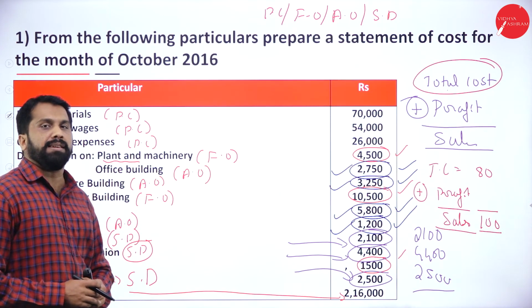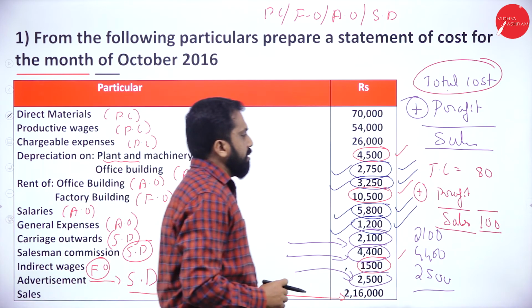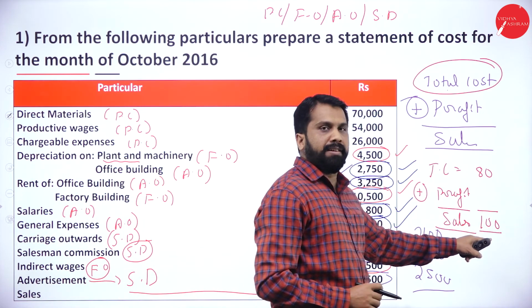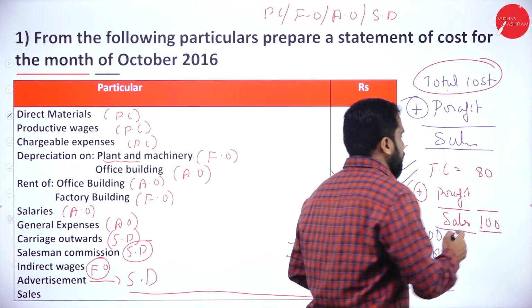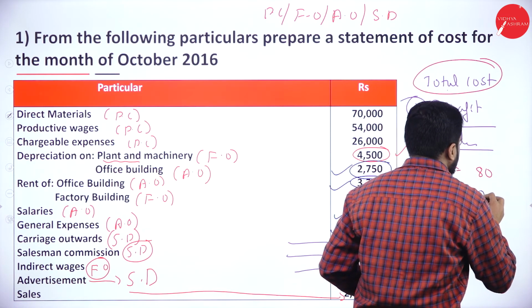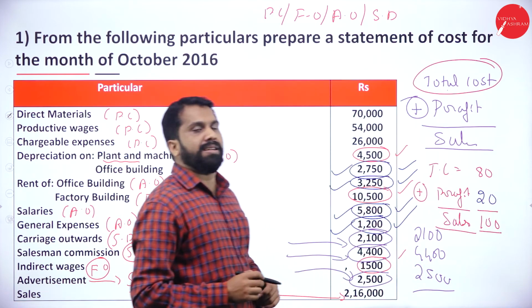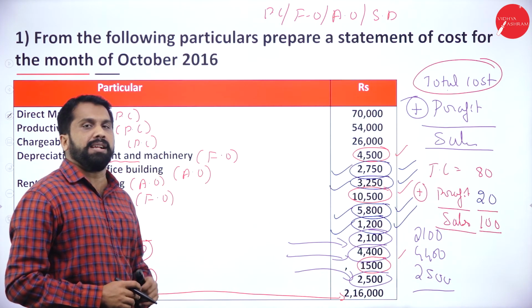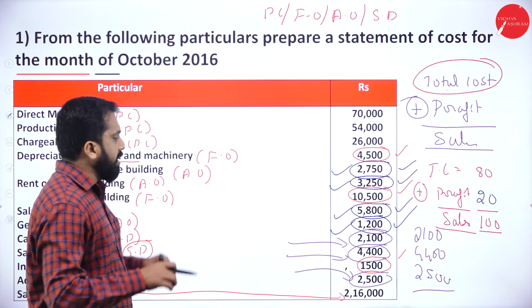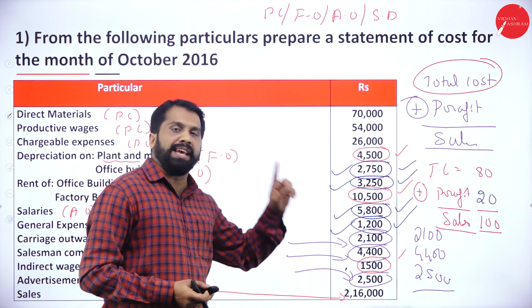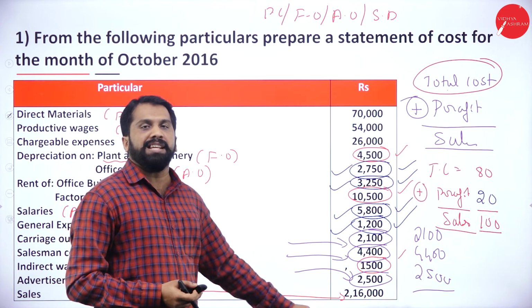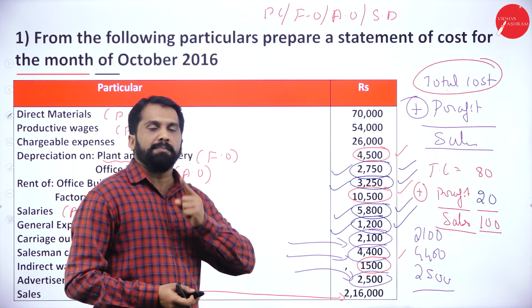How to calculate? It is very simple. We know sales is 100. You know cost is 80. 100 minus 80, your answer is 20. Any doubt? 100 minus 80, your answer is 20. Similarly, in this problem, we know sales. We calculated cost. Sales minus cost is your profit.